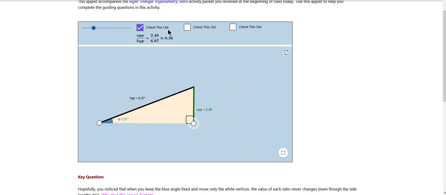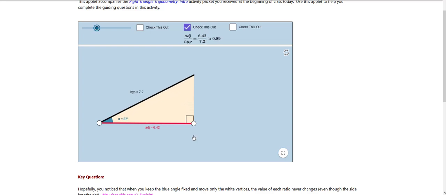Okay, we can also look at the cosine. The cosine is adjacent over hypotenuse. Again, this ratio of adjacent over hypotenuse is going to change as the angle changes. The idea is that as that angle gets closer to 0, that ratio gets close to 1. And as the angle gets bigger and bigger, as it gets close to 90, that ratio gets close to 0.